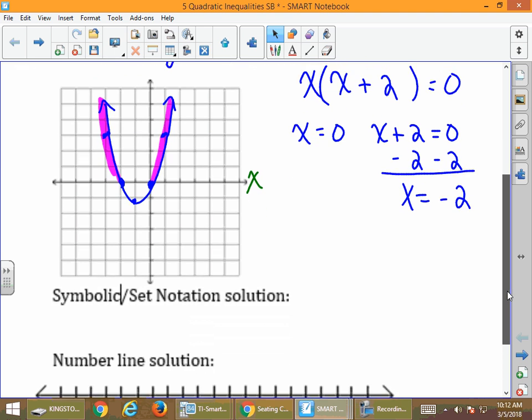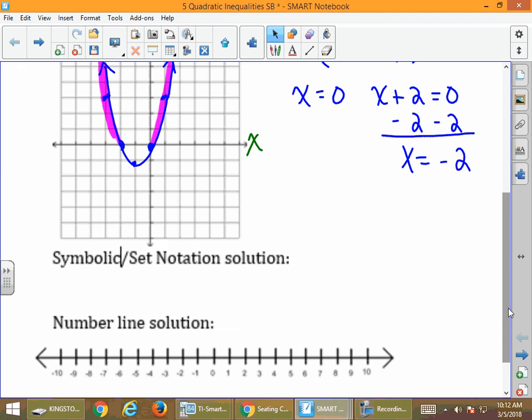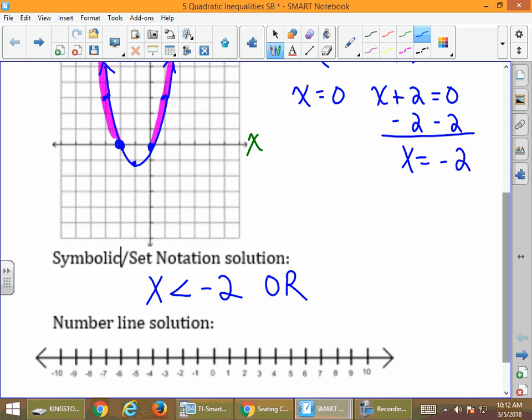And when we have 2 highlights, what our notation is going to look like is x is less than -2 from our root to the left on our picture. All of those x values are going to be less, or x is greater than 0. All of these x values are to the right of that.